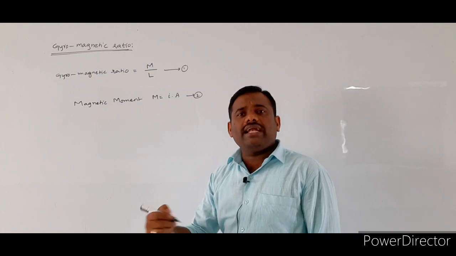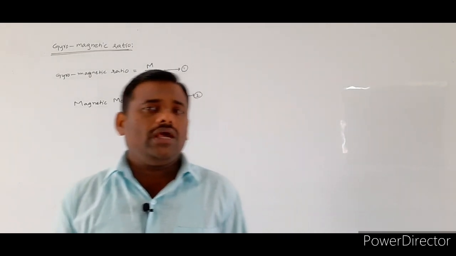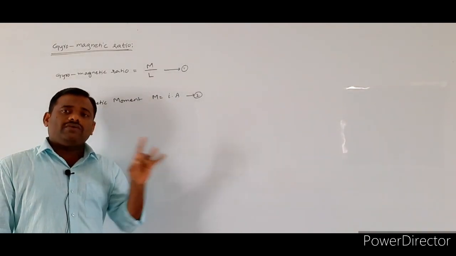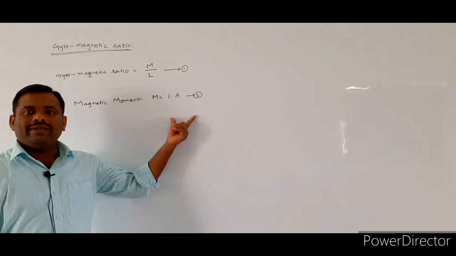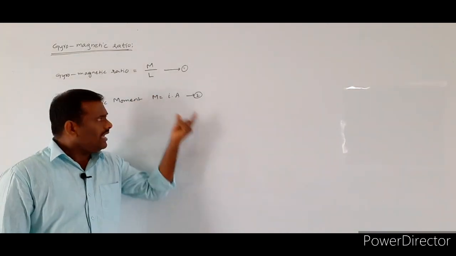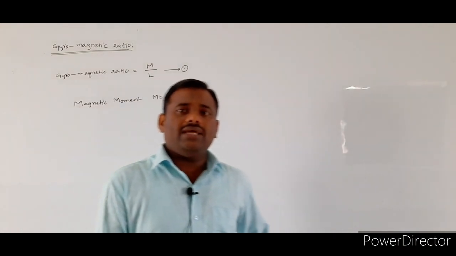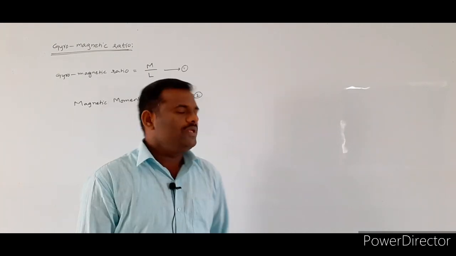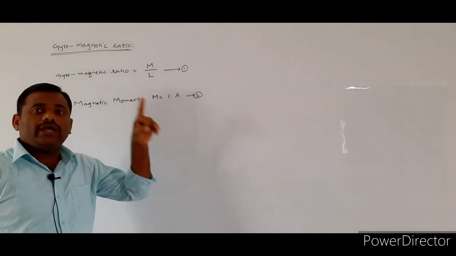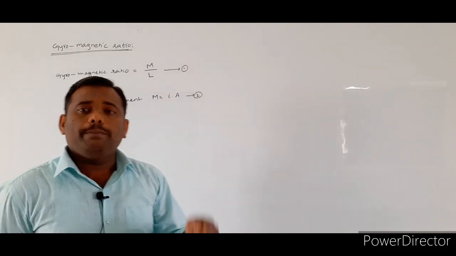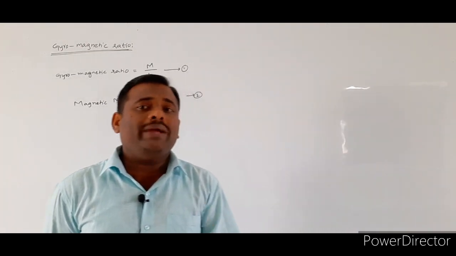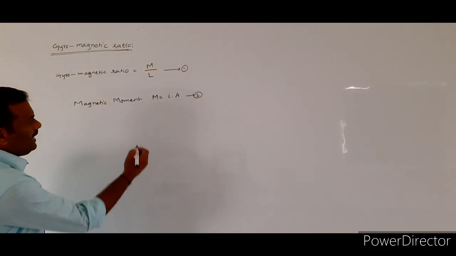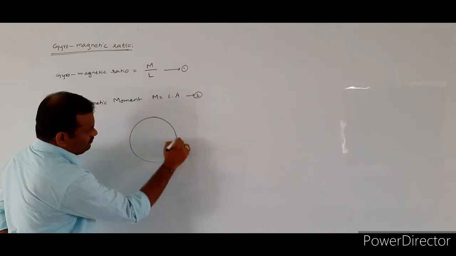If it consists of N number of turns, we will write M is equal to N into I into A. In this case I consider only one loop, so the corresponding magnetic momentum is equal to I into A. Here, I is indicating the amount of current flowing through the circular loop. But in the definition we said gyromagnetic ratio is the ratio of magnetic moment to the angular momentum of the given charged particle.